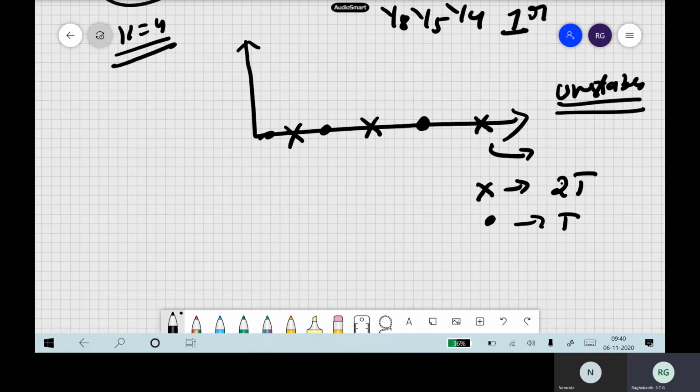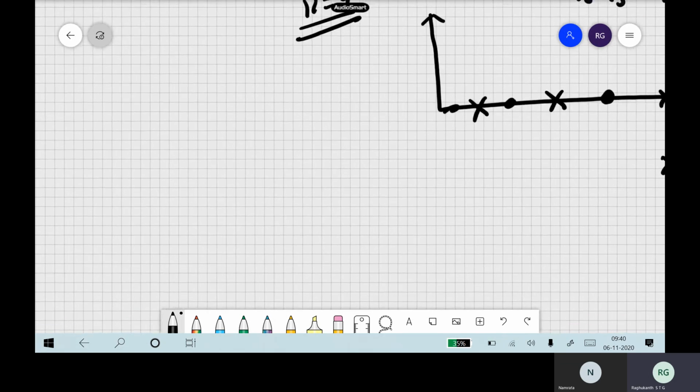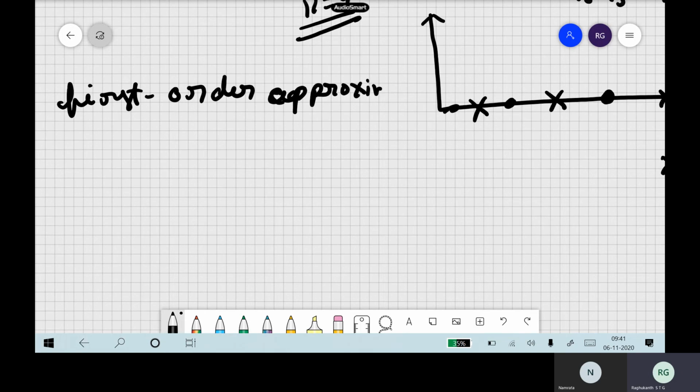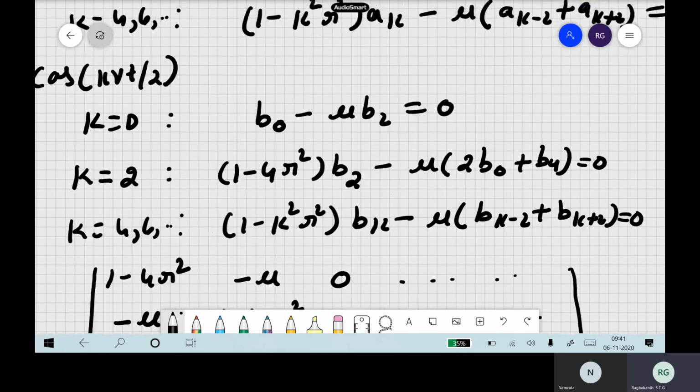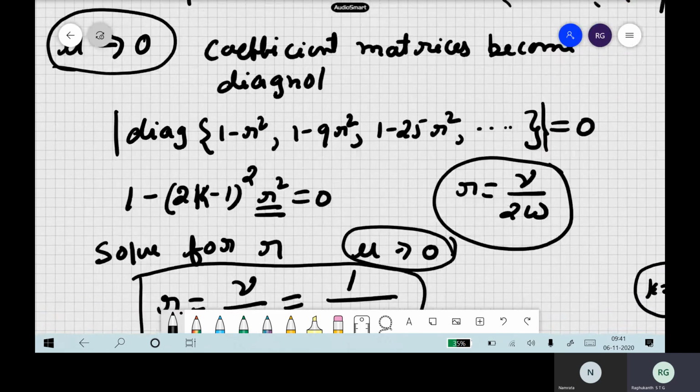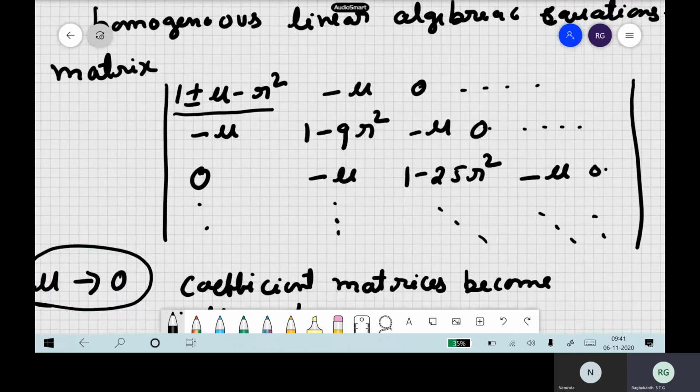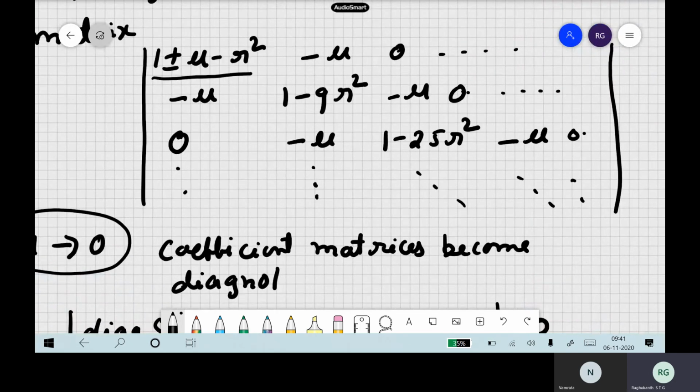If you want to find out for larger mu also, then you have to do these approximations. For example, we can do a first order approximation, because we cannot solve the entire equation. In the Fourier series we have assumed k runs over 1, 3, 5 up to all the terms. So we have got these equations. The first root will be the odd equation, so the odd one, that is 2T, comes into the picture.